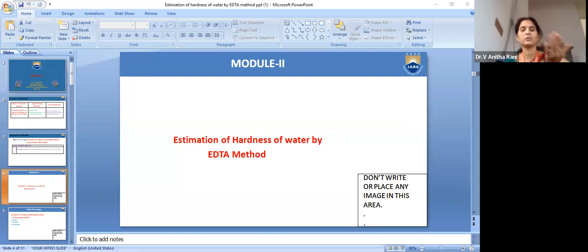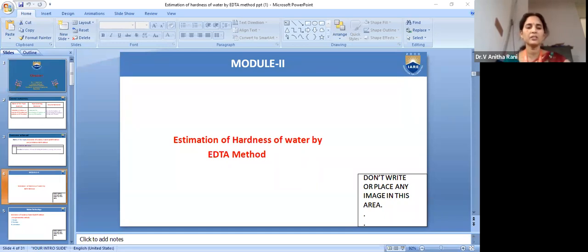And as the water sample we will take tap water. For example, if you are in the college doing the experiment, we'll take tap water, or you can collect water from your house also. We will use it as a water sample, and boiled water. So we are taking 3 chemicals here: EDTA, ethylene diamine tetraacetic acid, EBT indicator, and buffer solution, ammonium chloride and ammonia, prepared to maintain the pH 9 to 10.